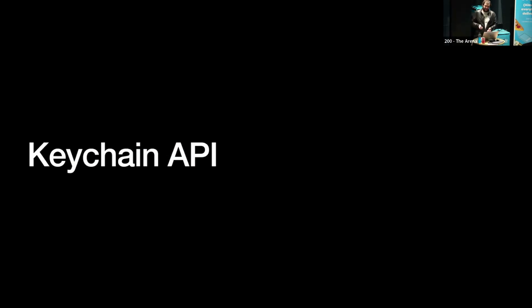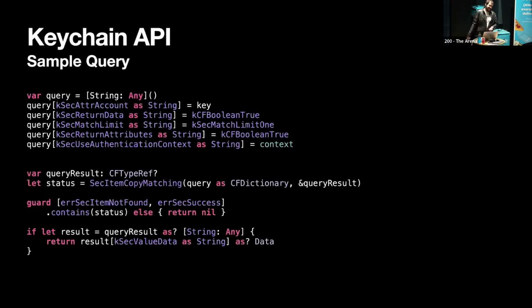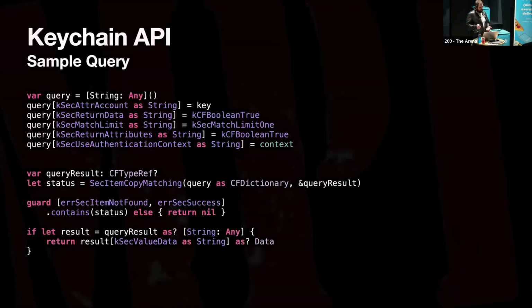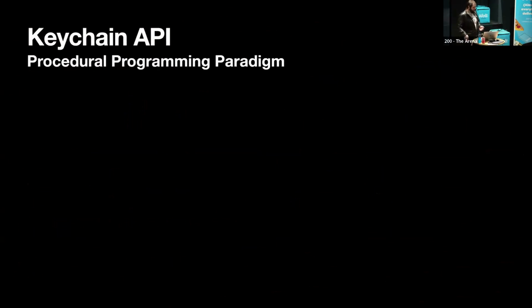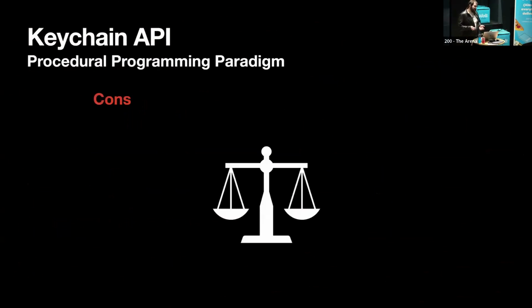So what is the Keychain API, and how does it look? And this is it. I think it's quite easy, right? Well, not so. It's one of the most complex APIs for a beginner developer. The reason is that it's written in C. It's a C-based framework, which means it's a procedural programming language. You have to really spell out every action you want to make. And there are a lot of cons to this.